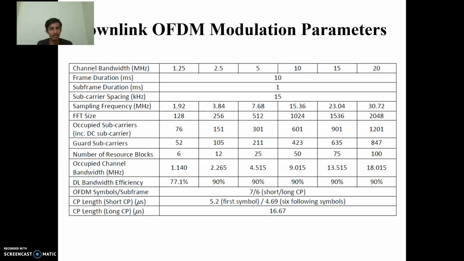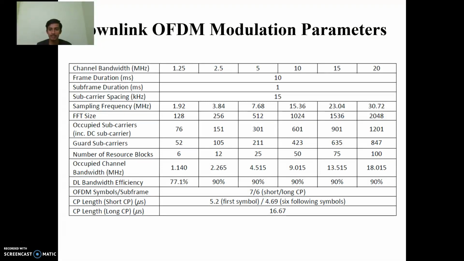Myself Kiran BR. This table shows the downlink OFDMA modulation parameters. In this table, the frame duration, subframe duration, and subcarrier spacing are constant for all the frequencies. Frame duration is 10 milliseconds, subframe duration is 1 millisecond, and subcarrier spacing is 15 kilohertz for every frequency. For example, if the channel bandwidth is 15 megahertz, then the frame duration, subframe duration, and subcarrier spacing are constant.